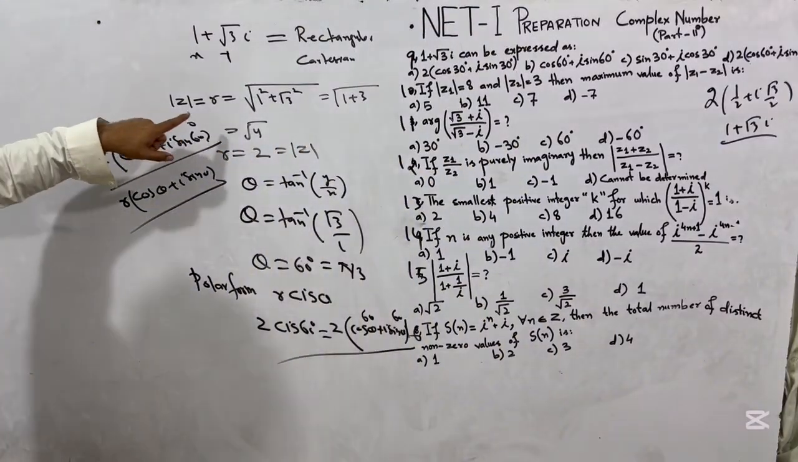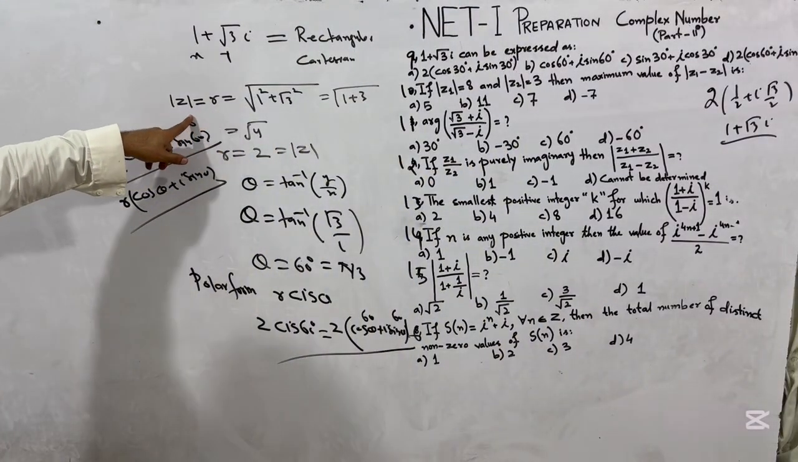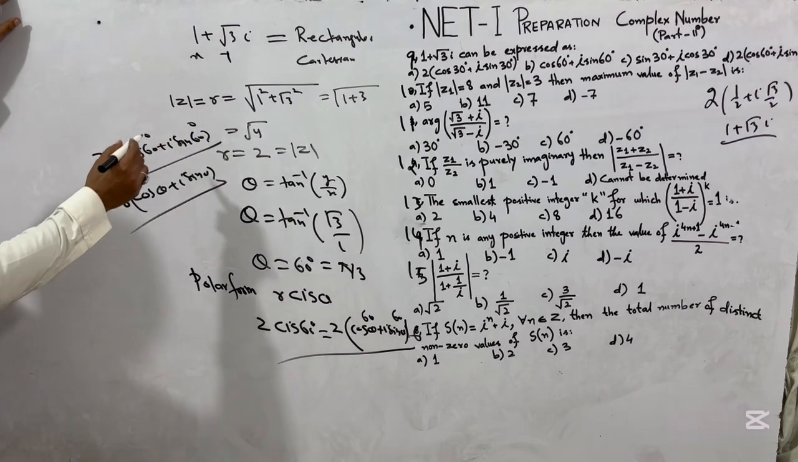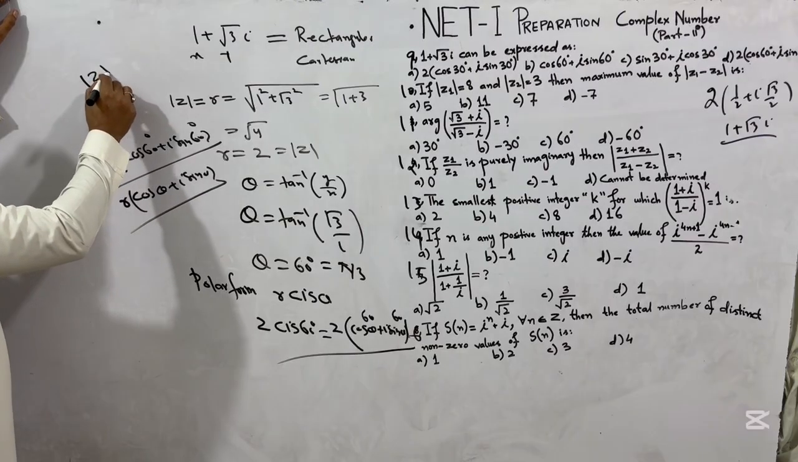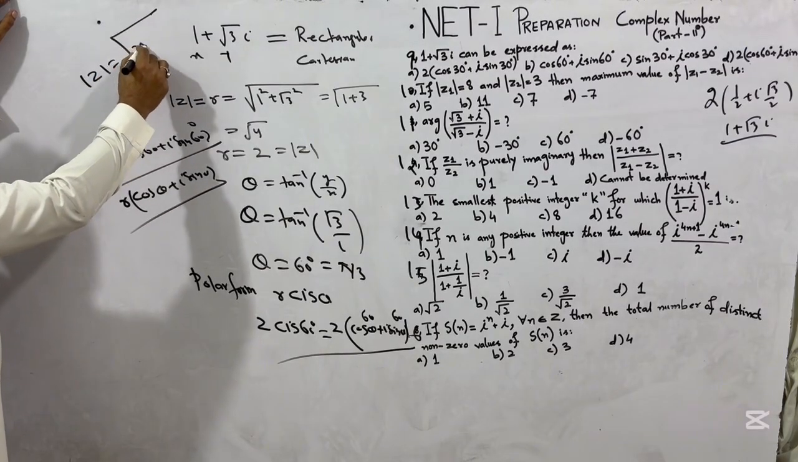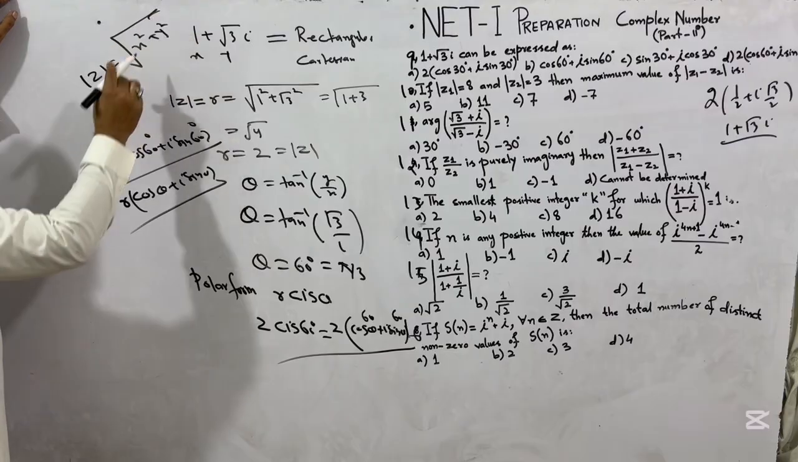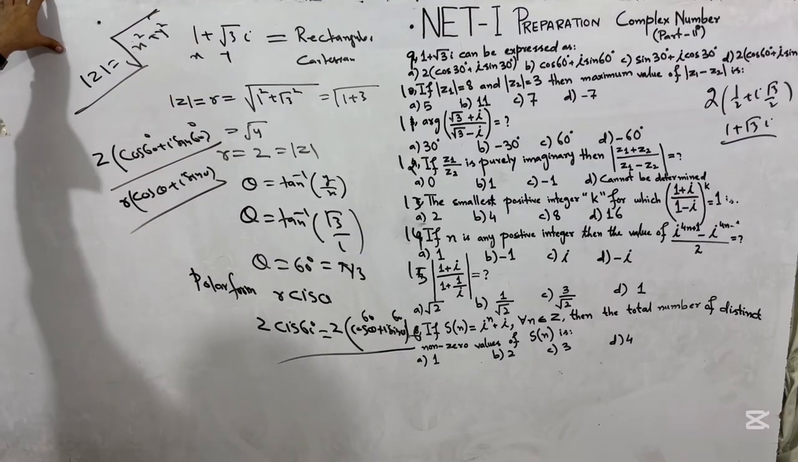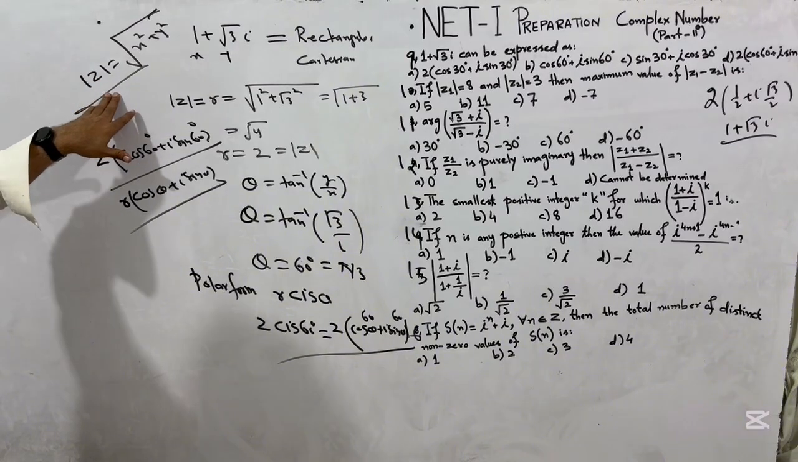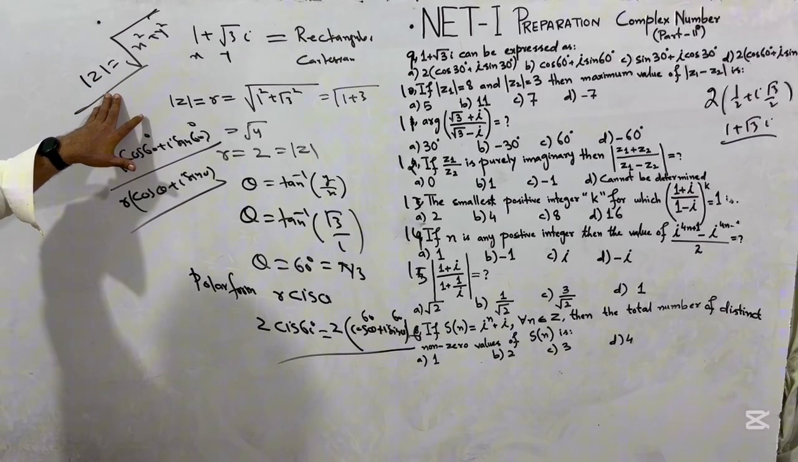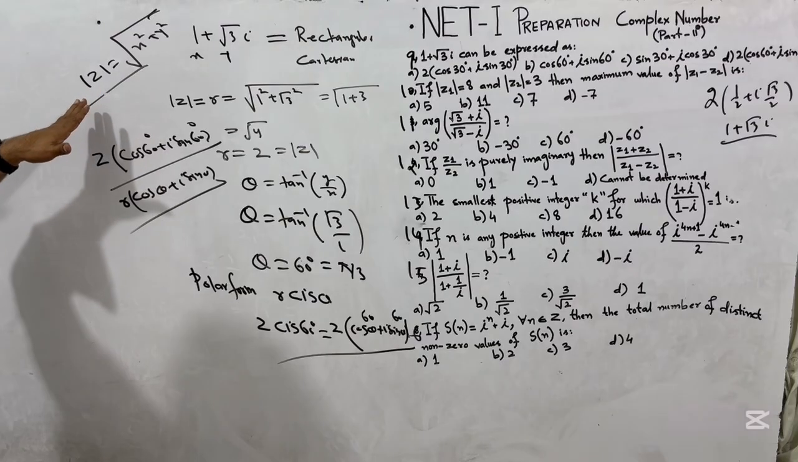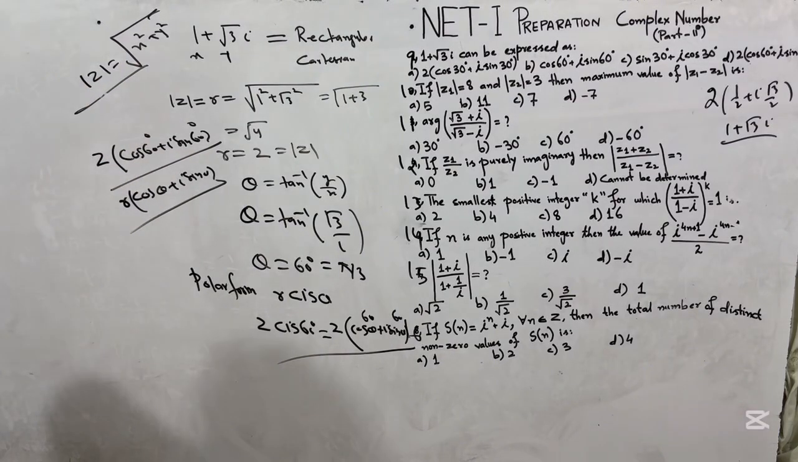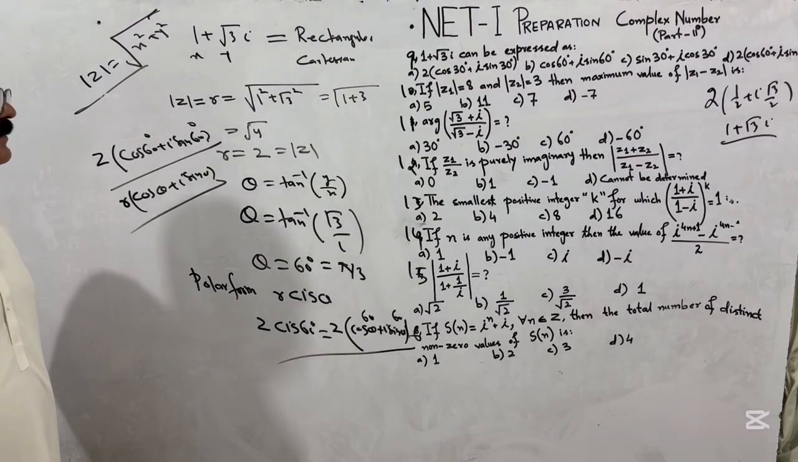I am writing z instead of modulus, modulus z or r. Modulus is given by the distance from the origin of a complex number. Magnitude is also known as distance from the origin of the complex number. Magnitude of a complex number is tantamount to saying that it is the distance from the origin of the given complex number.